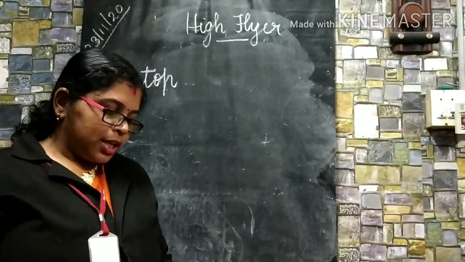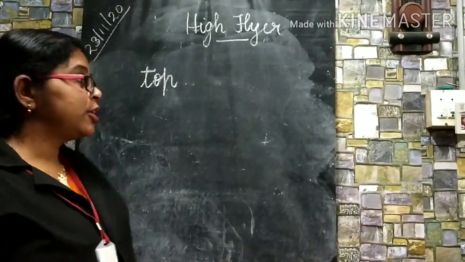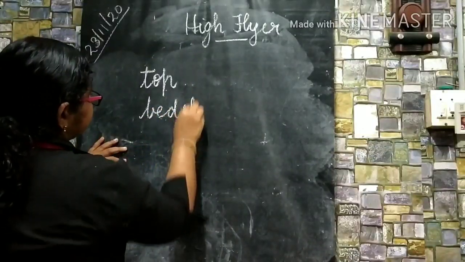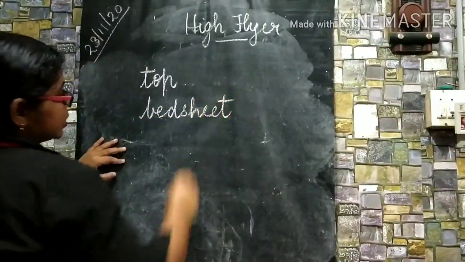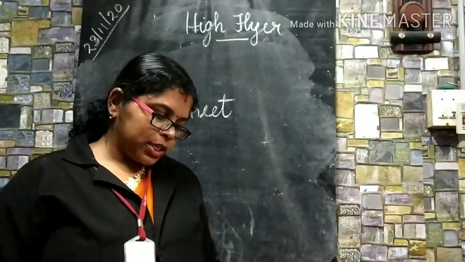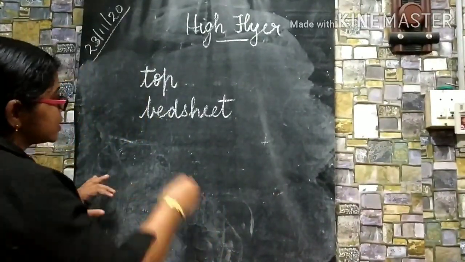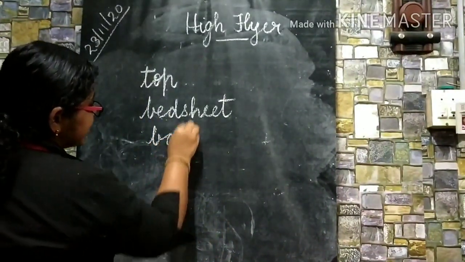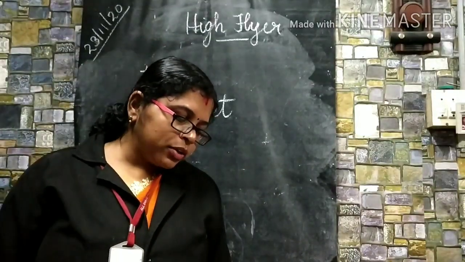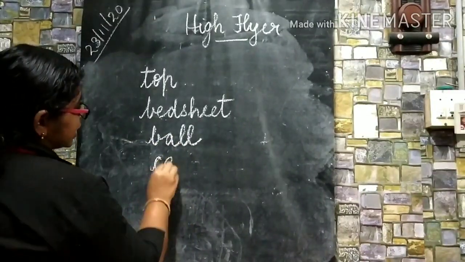What do you spread, children? You can write bed sheet. Bed sheet. You spread it. Next one. A round object that you bounce up and down. What is it? Ball. B-A-L-L. Now next one. Something you wear on your head. Sometimes you wear it. What is it? Cap.